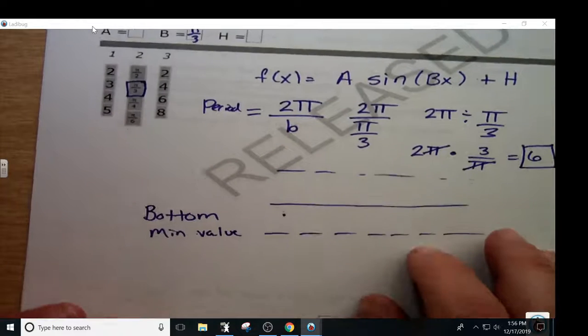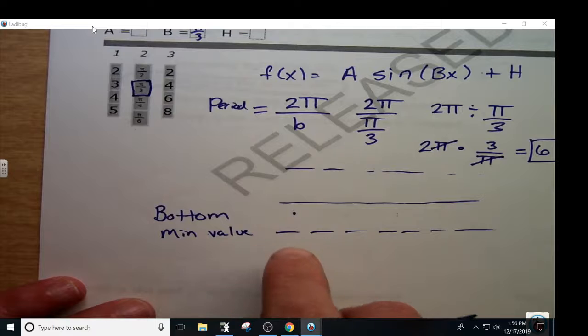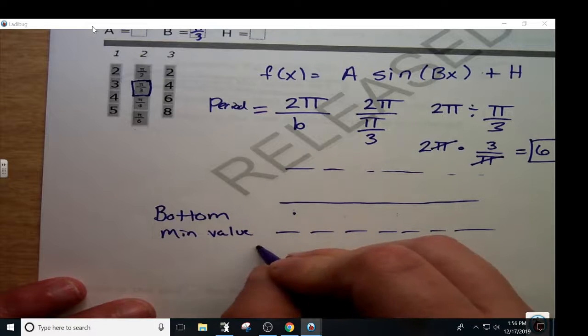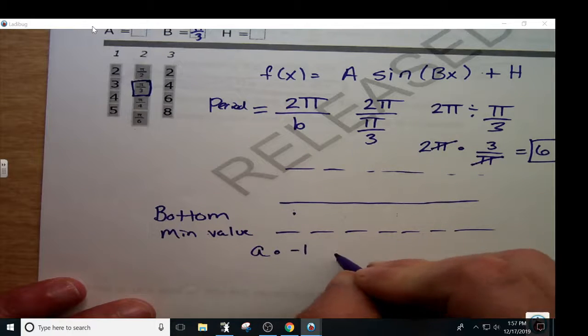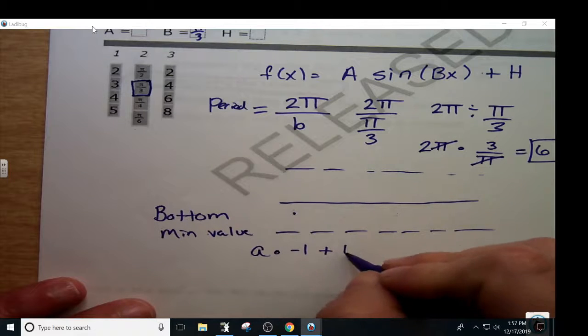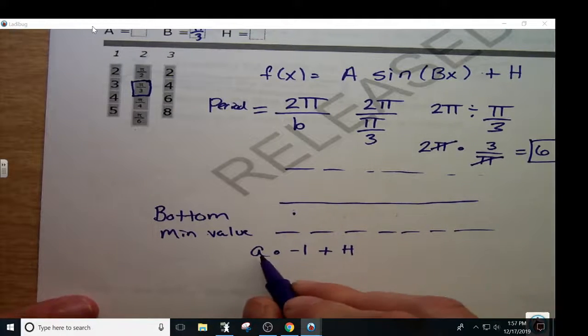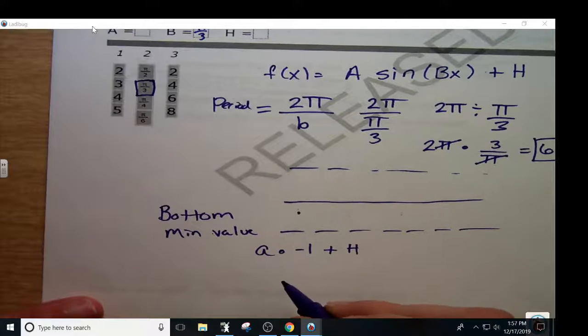Now, if you were in my class, we beat this into the ground. To get the minimum value, the bottom line, it is a times -1 plus, in this case, the h value. It's usually d. But now we don't have an a or an h. So let's think about this just a minute. Now we might have to do a little bit of plug and chug here.